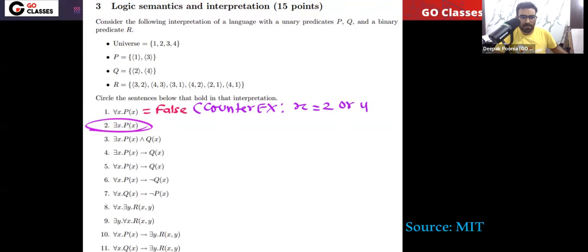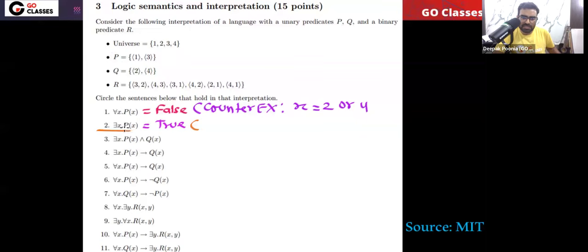What about the second one? There exists x, P(x), means there exists some element in the domain for which P is true. Yes, there exists an element. You can see this 1, 3. For these elements, P is true. So there exists some element in the domain for which P is true. Yes, this is true.